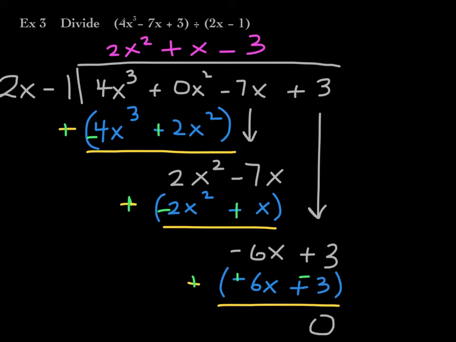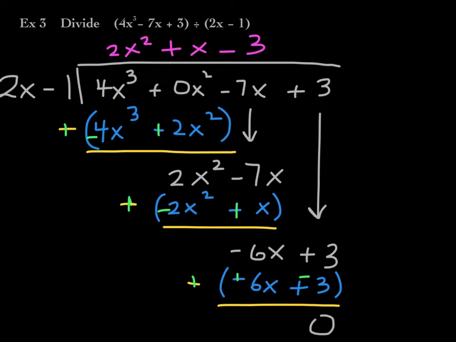That's very good. All right, so this is a cool example. I want you to notice a few things. First of all, this is your quotient. 2x squared plus x minus 3 is your quotient. Your remainder is 0. I want you to notice that your final answer, I'll write it right here.